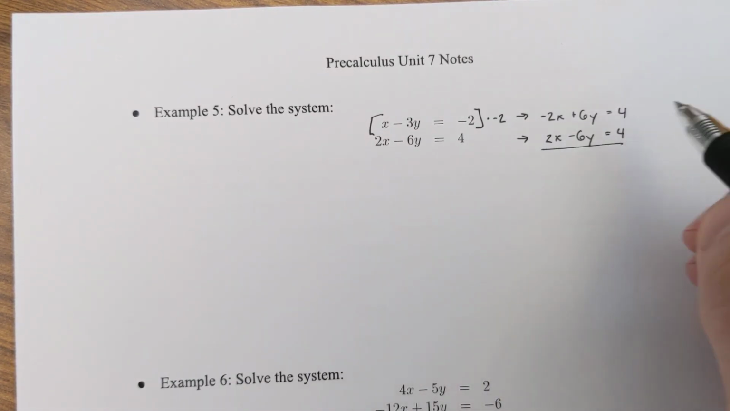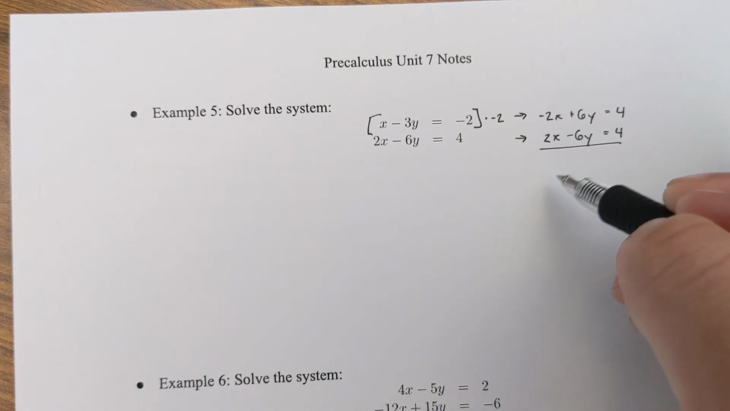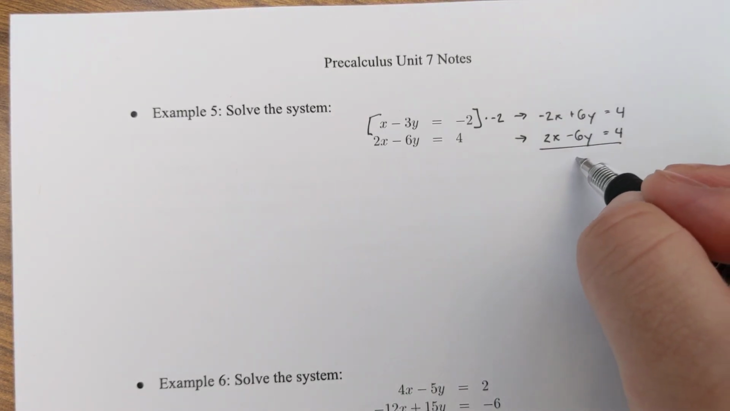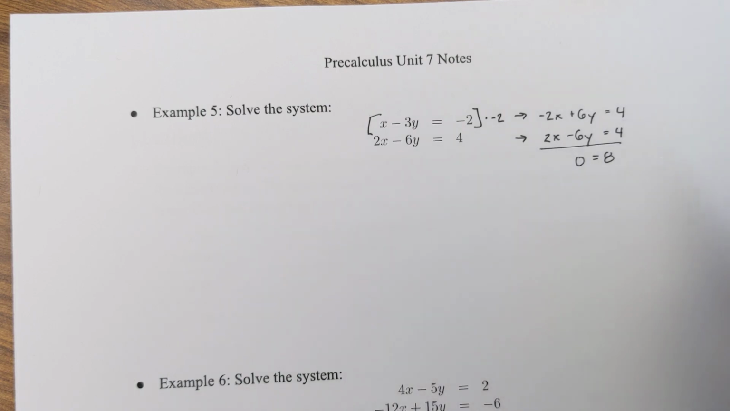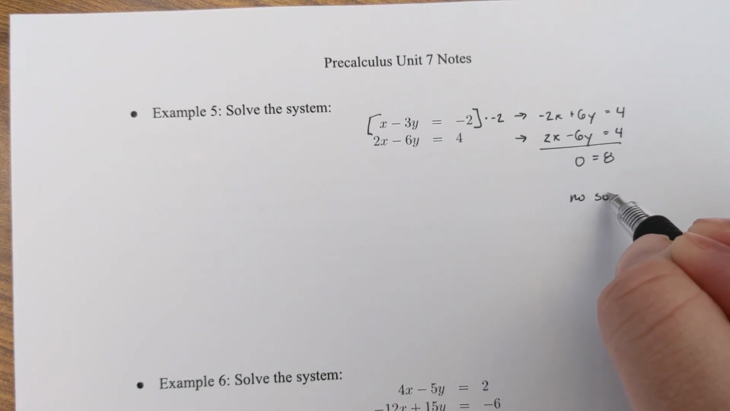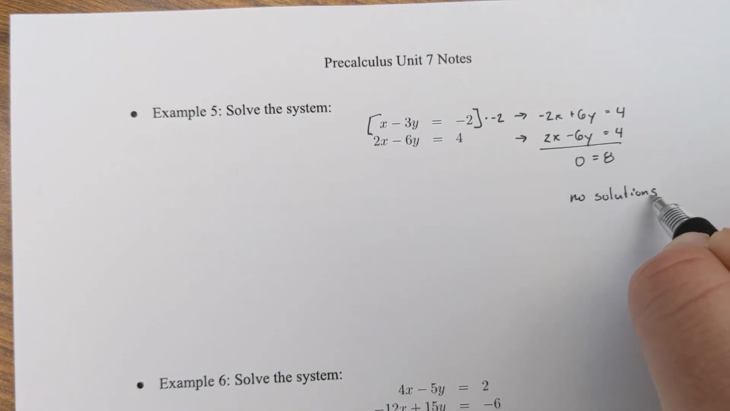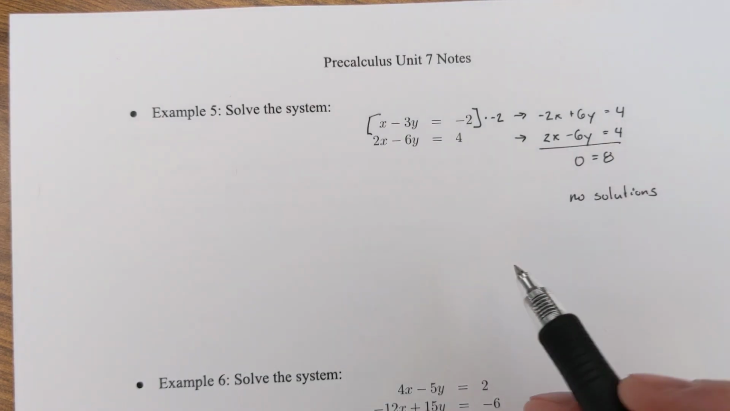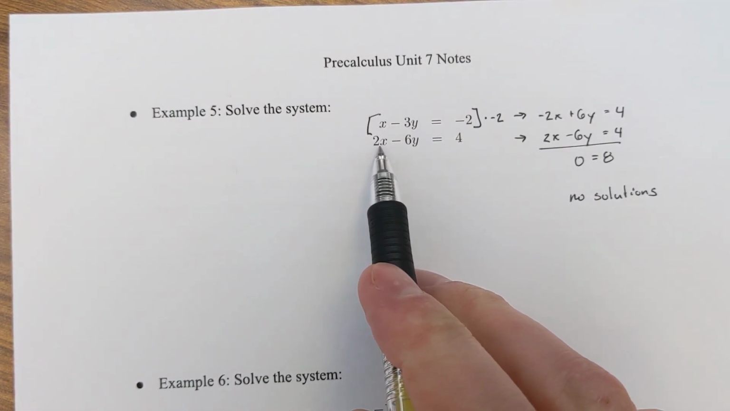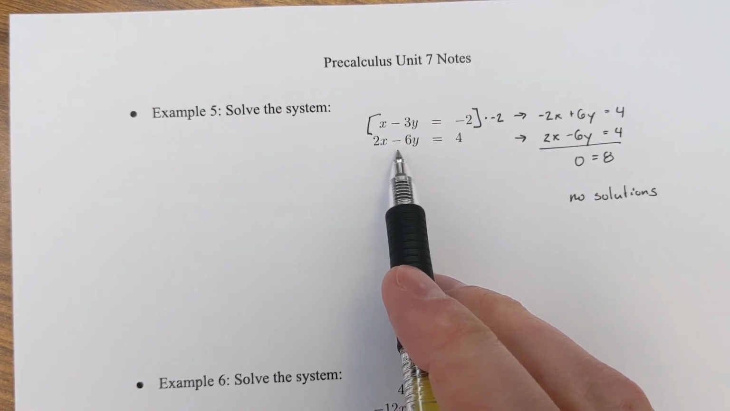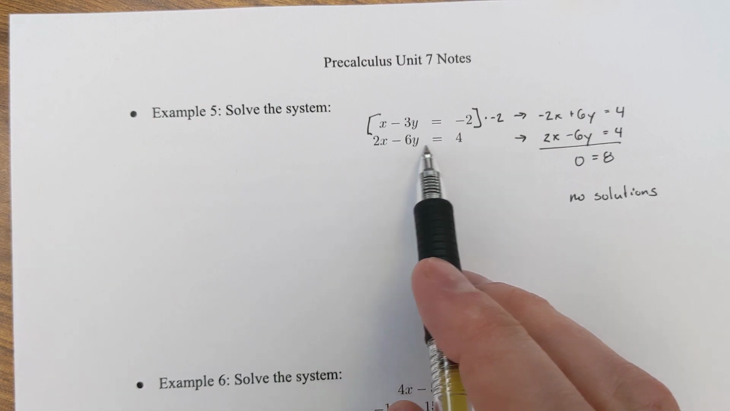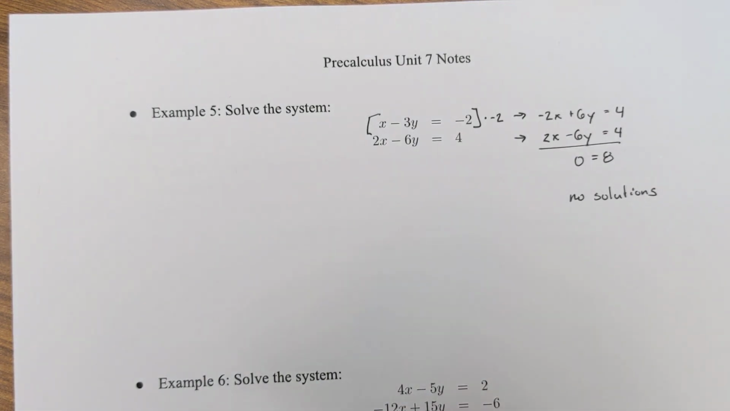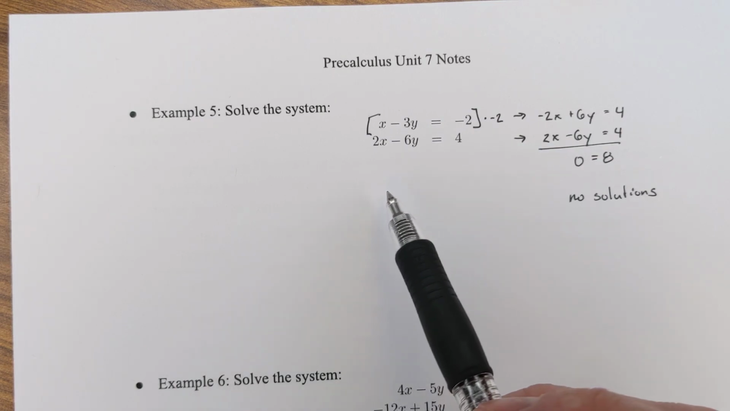Now if you look, what happens though is that those cancel and those cancel. So I have 0 equals 8. This has no solution. 0 equals 8 is a false statement. If you looked at the graph of these two equations, they would never cross. They don't intersect. They're actually parallel lines if you graph them.